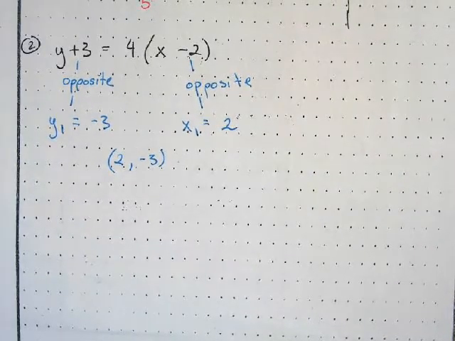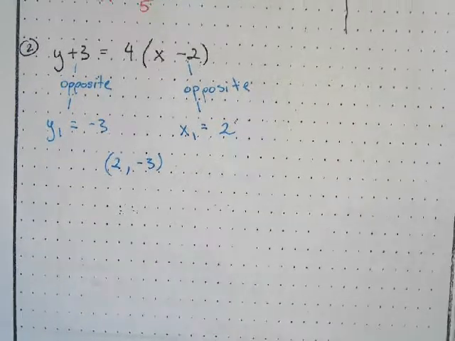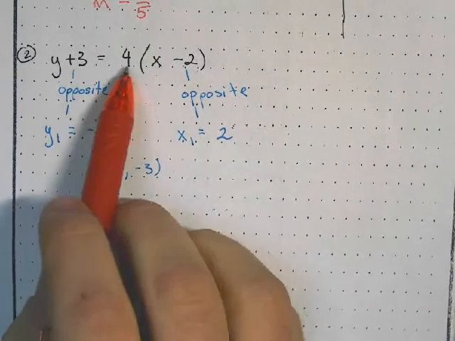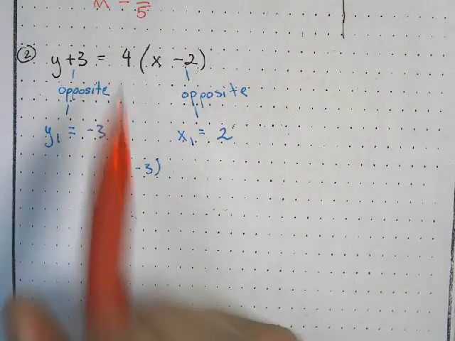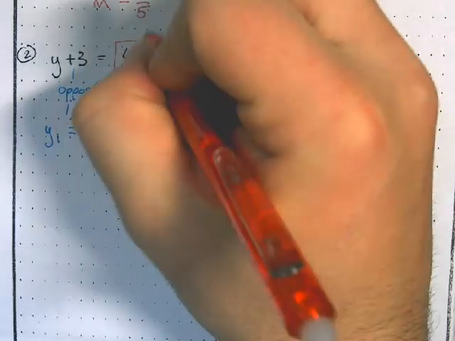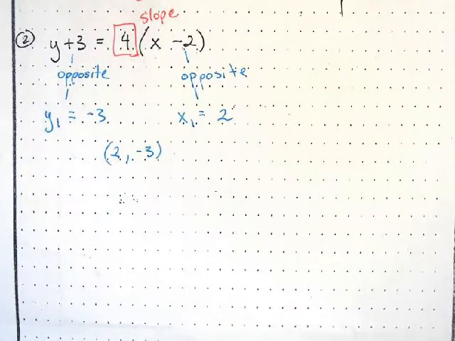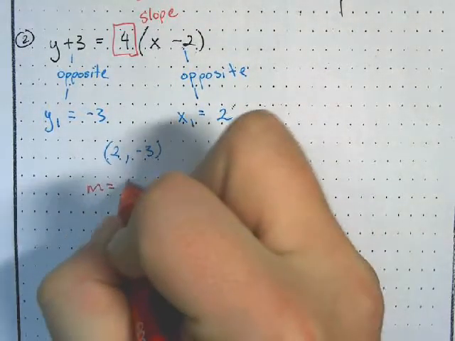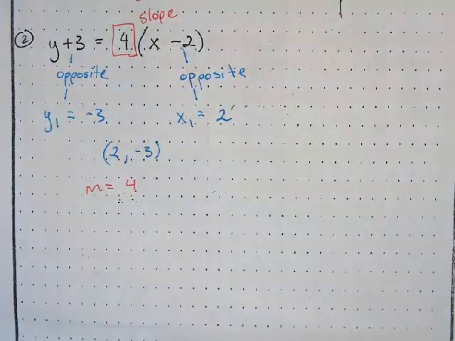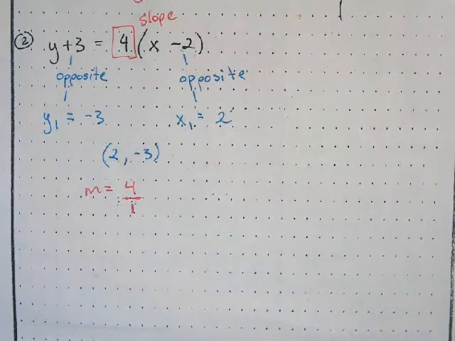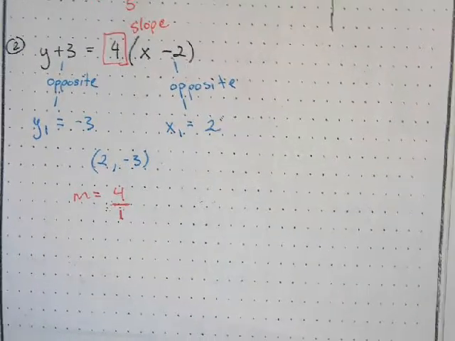Found our point. Now the next thing we want to do is identify our slope. Well, that's the number that comes before my parentheses, in front of my parentheses. So here's my slope. And I'll say m equals 4, but when we're talking about slopes and graphing, we need to write it as a fraction. So I would say 4 over 1. Now let's graph it.